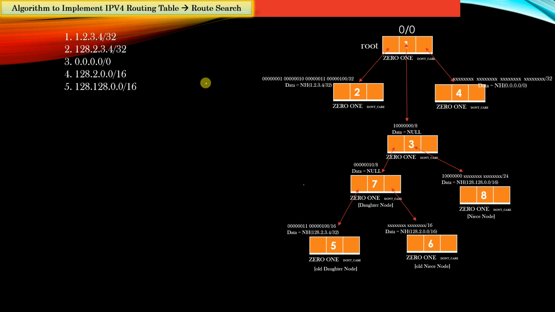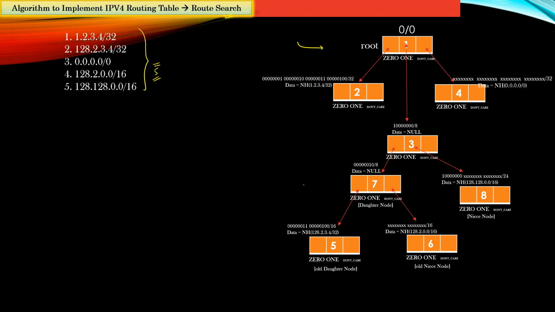So guys, now let us begin with the route search algorithm. You can see that we have an mTry data structure on the right hand side, and at this point of time these 5 routes have already been inserted into this mTry data structure. It simply means that we have inserted 5 routes. It means this mTry data structure would have 5 leaves.